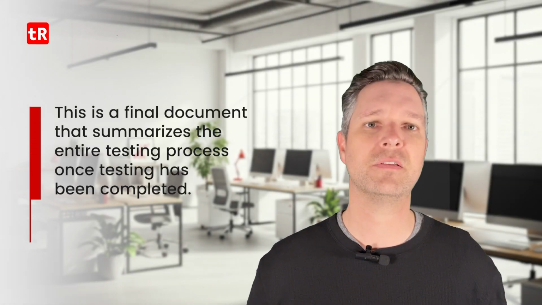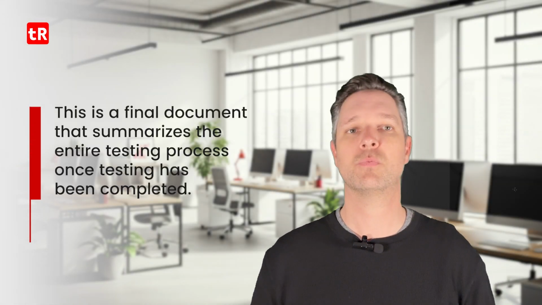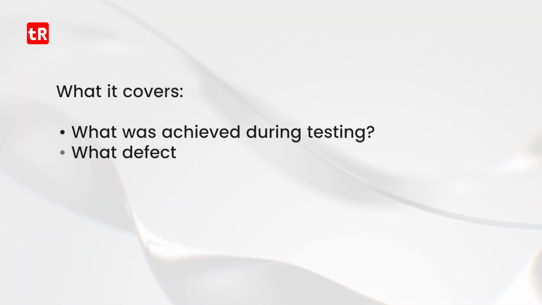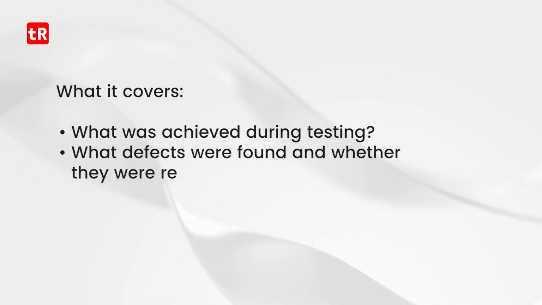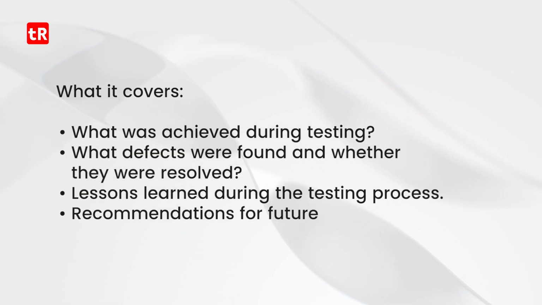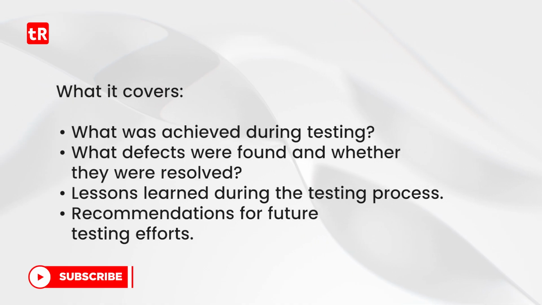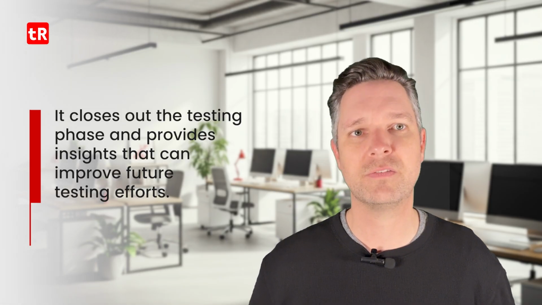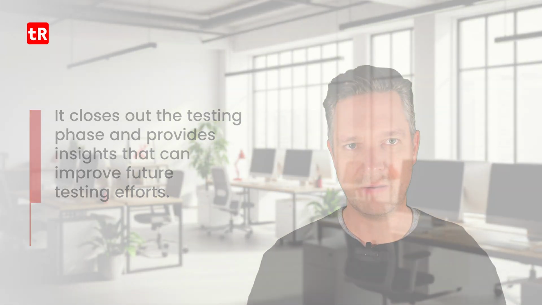The final document is a test closure report. This is a final document that summarizes the entire testing process once testing has been completed. It covers what was achieved during testing, which defects were found and whether they were resolved, and it also includes lessons learned during the testing process, along with recommendations for future testing efforts. Why is this important? It closes out the testing phase and provides insights that can improve future testing efforts.